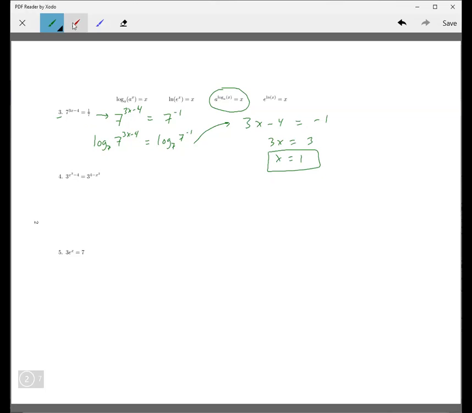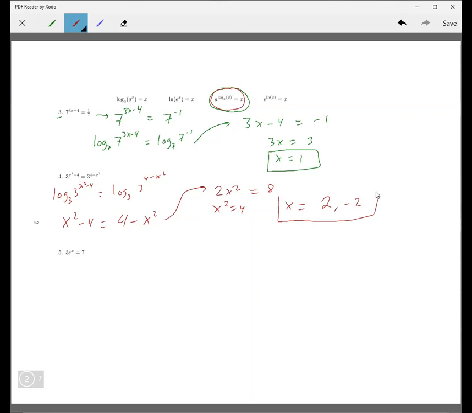Okay, now let's do this one here. Here, again, we're going to take log base 3 of both sides, and use this property here, and we just get x squared minus 4 equals 4 minus x squared. Let's see, add x squared to both sides, so you have 2x squared over here. Add 4 to both sides, so that becomes an 8. And you're going to get 2 and negative 2 as the answers.